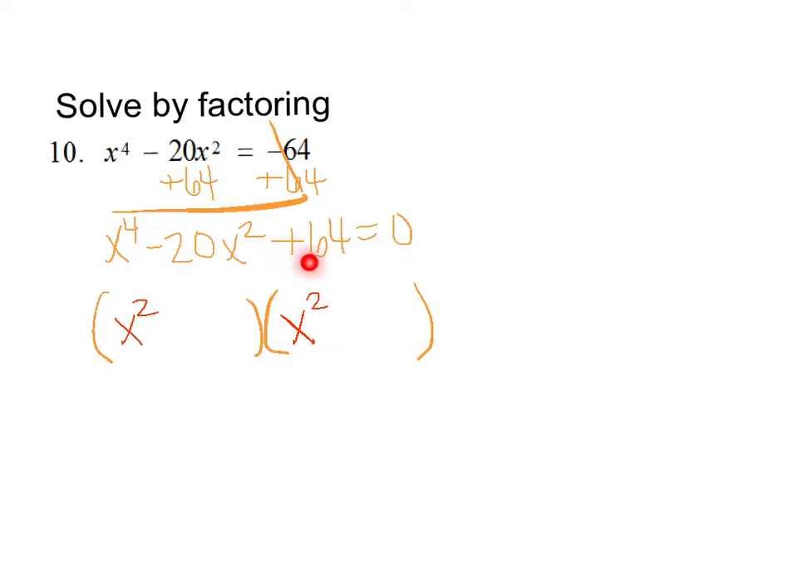So I need factors of 64 that will add to a -20. What I get is -4 and -16. So now I have those equal to 0. And what I have to do is go through and solve each of these. So I'm going to take each of them and set them equal to 0.